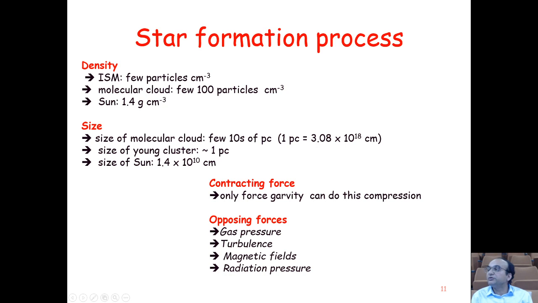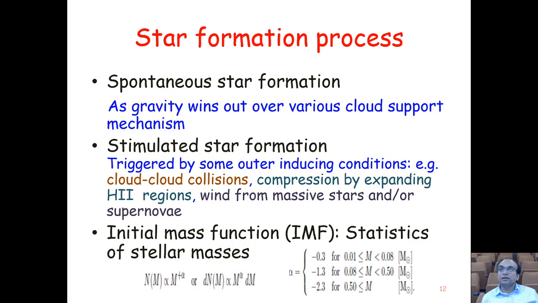The only force that we have which can contract the material is gravity, that can do the compression. But at the same time we will have opposing forces. Gas may have gas pressure, turbulence. It may have magnetic fields, maybe the first magnetic fields, because they are in some nebulosity regions, and the radiation pressure. They oppose all these forces. So the formation of a star is basically an interplay between these two things, that is opposing forces and the contracting forces.